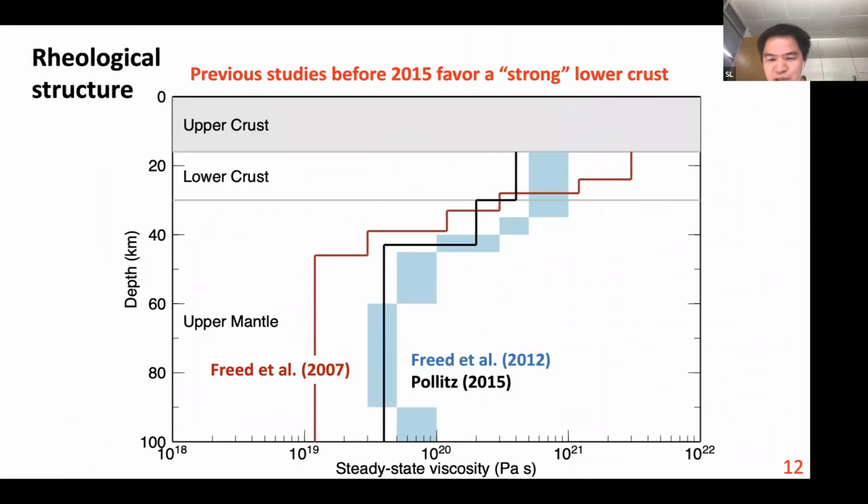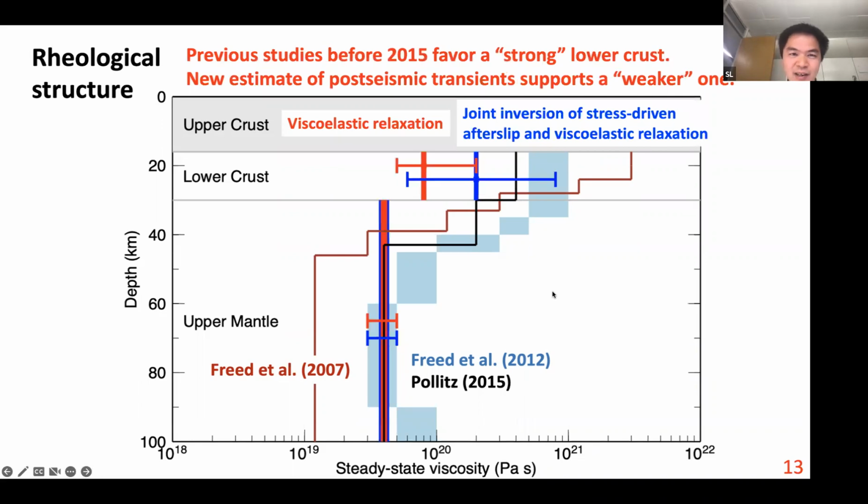Before I show our new result, let's recheck the rheology structure favored by previous studies. You see, very strong viscosity of the lower crust. Now, with the new estimate of postseismic transients, we found that the preferred viscosity of the lower crust is much reduced compared to the previous estimate. It's at least 1 order of magnitude smaller. And the preferred viscosity of the lower crust is only 5 times that of the upper mantle.